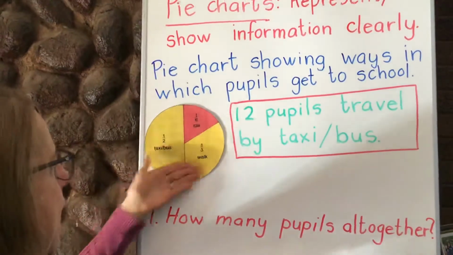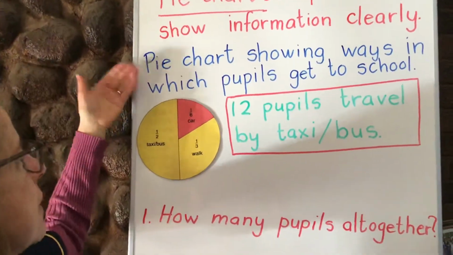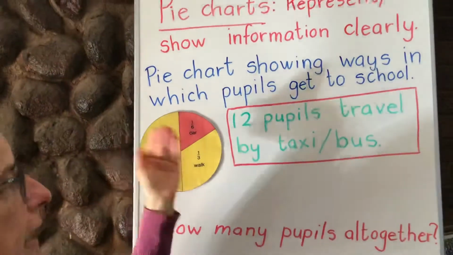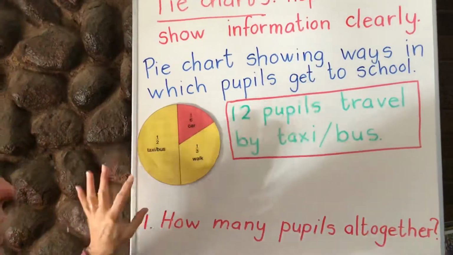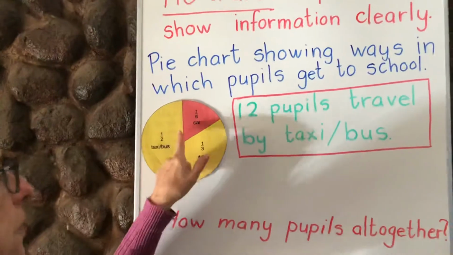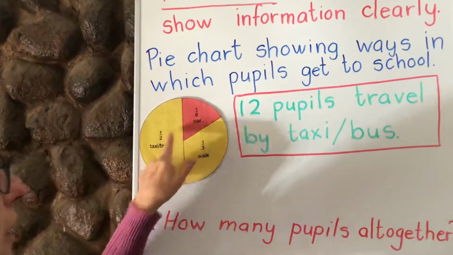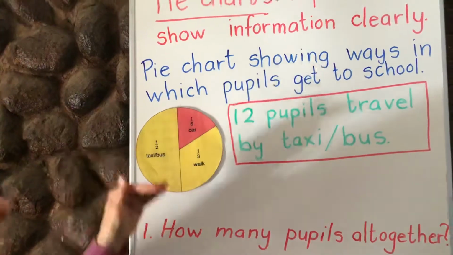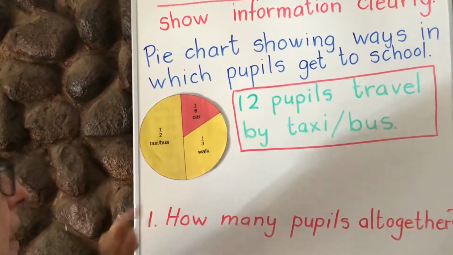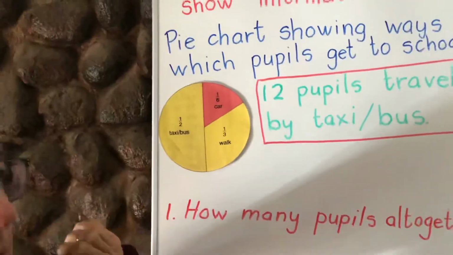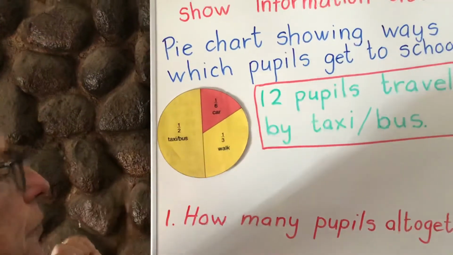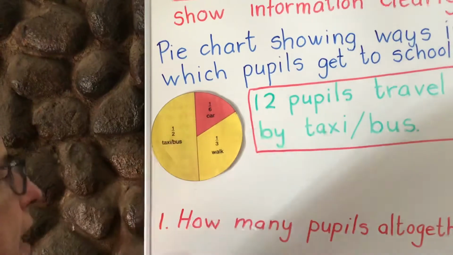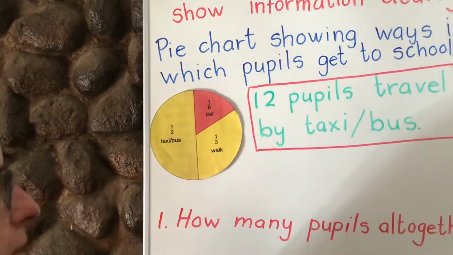This particular pie chart, here's the heading for it. It says pie chart showing ways in which pupils get to school. All right, now this particular one, can you see, is shown with fractions. Okay, now as we know, pizzas are always shared into a number of slices, and usually they are the same size. Now this one is a little bit more challenging because you can see the slices are different sizes. So we now have to look carefully and work it out.